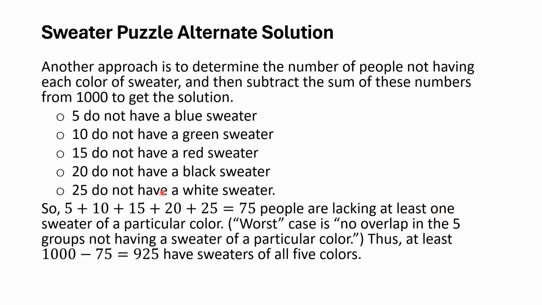We add all these together. So the worst case is there's no overlap between these groups of people that don't have at least one type of sweater, and thus 1,000 minus 75, 925, have sweaters of all 5 colors. In other words, these are the people that don't fit into any of these 5 groups here. So that's a much easier way of doing the problem, in my opinion.